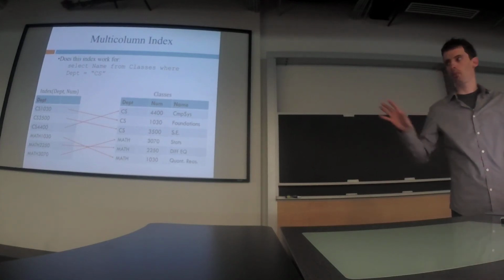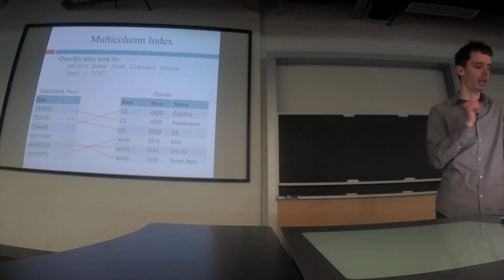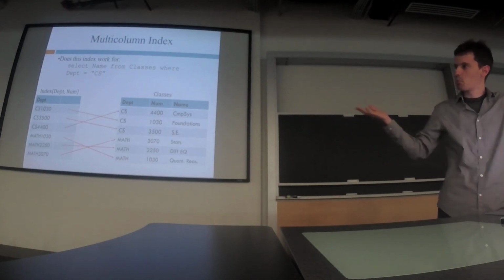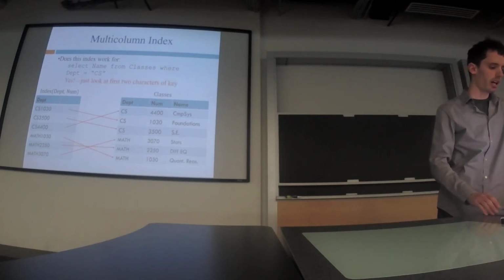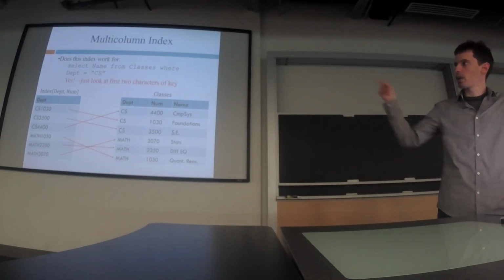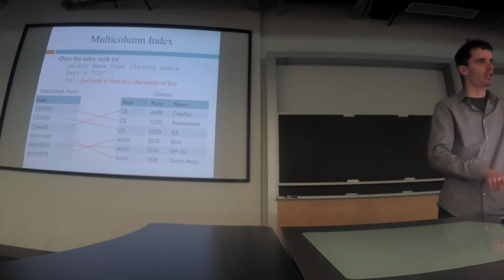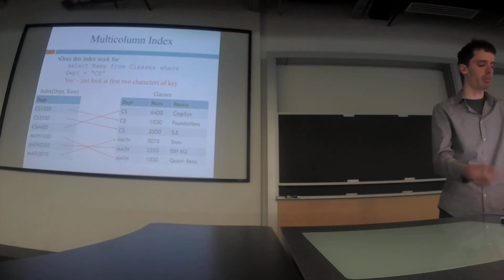So assuming I have this index, will this index help for this query? Select name from classes where department equals CS. Does this index help? It's more than just names, but can I still use it for just names? Turns out, yes. Whatever string I'm looking for, I know that it's CS, so all I do is look at just the first two characters of the key in this complex index. And that is still sorted by department name.